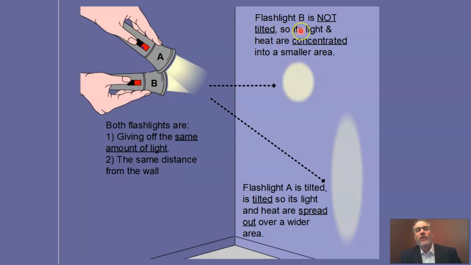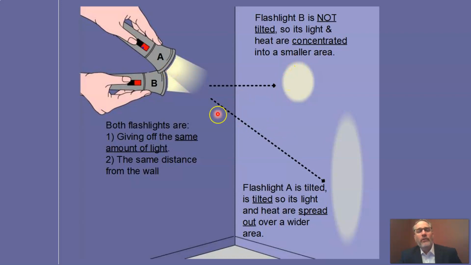Okay, so flashlight B, if we look at the light that it produces, and I would encourage you, if you have a flashlight at home, to very quickly go and check it out, make sure the science works. Some of you have played with flashlights a lot. I know I have, and you know that this is true though. So flashlight B that's not tilted, its light and heat are going to be concentrated into a really small area. Remember, same amount of light, smaller area, so we'd say that's concentrated.